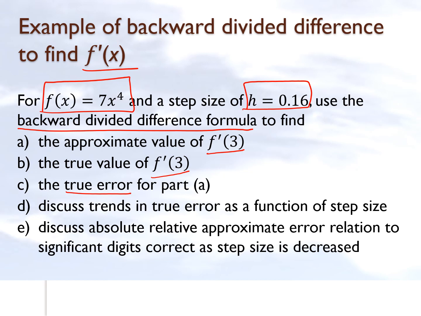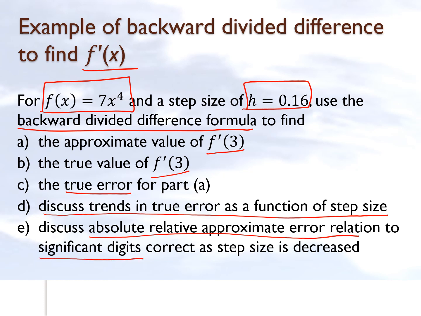We are also asked to see how the true error changes as we change the step size. And since we won't be privy to the true value when we are using numerical methods to calculate derivatives of functions, we're also asked to see whether we can make some sense of the absolute relative approximate error when we relate it to the number of significant digits which are at least correct as our step size is decreased. So let's take each of these one at a time, and we'll be able to go through this exercise.